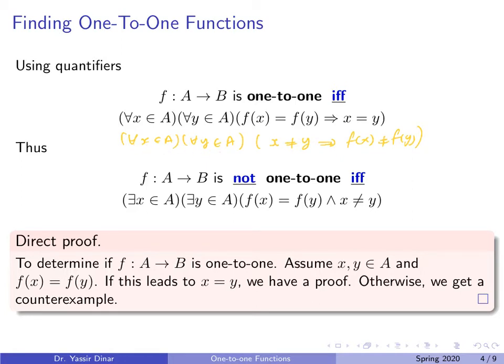And also we have the contraposition, which means that for arbitrary elements x in A and y in A, if x is not equal to y, that means f of x is not equal to f of y. This means that different elements have different images. Now we use these properties to prove theorems about one-to-one functions.